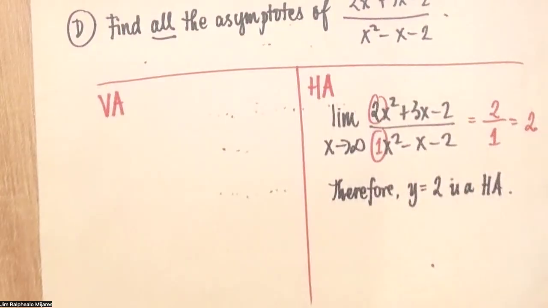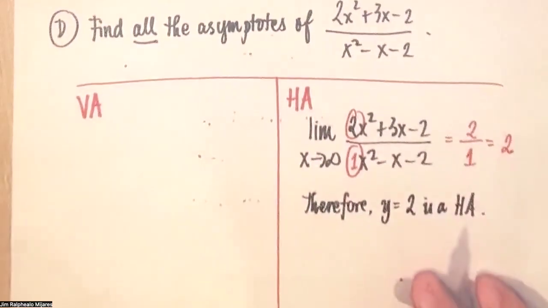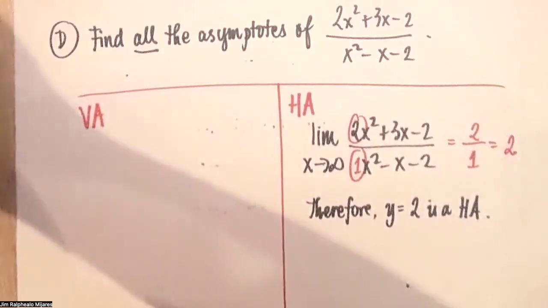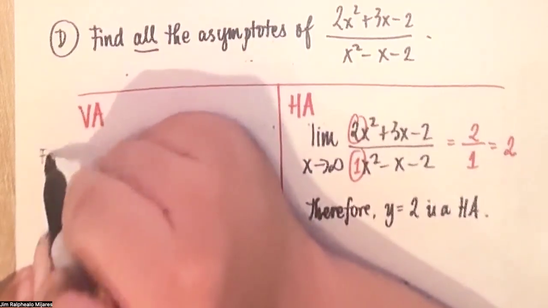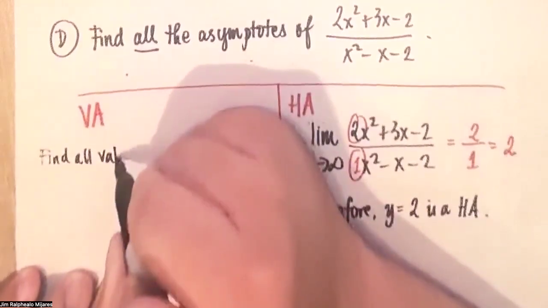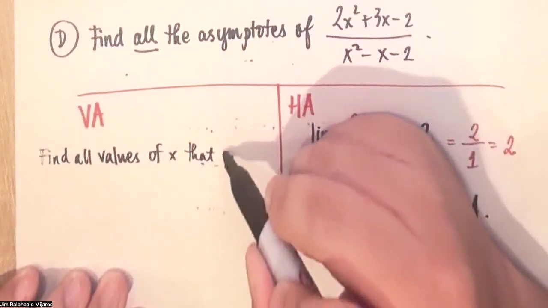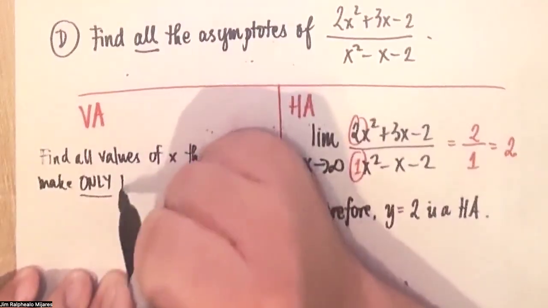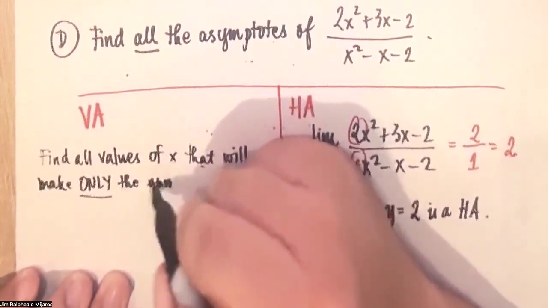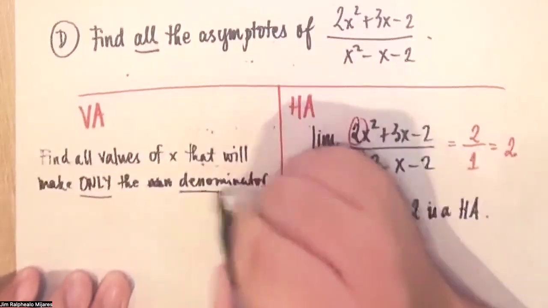Now, how about the vertical asymptotes? This is a little bit different. And if you recall the last video, we need to find all values of x that will make only the denominator zero.